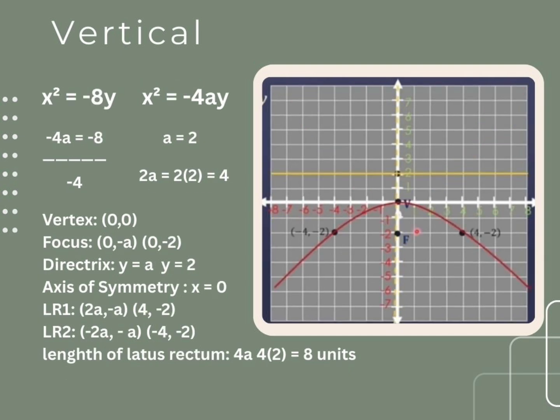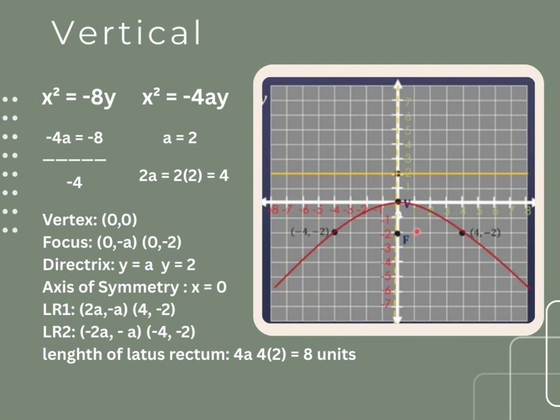x squared is equal to negative 8y. This equation matches the form x squared equals negative 4ay, which tells us the parabola opens downward. Solving for a, we compare negative 4a with negative 8. Negative 4a is equal to negative 8. Divide both sides by negative 4, we get a is equal to 2. Now, we calculate 2a is equal to 4. This will be useful for plotting the latus rectum.